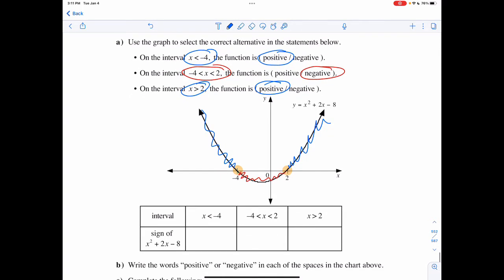So if I take the intervals for these regions, when x is less than negative 4, when x is between negative 4 and 2, and when x is greater than 2, then I can see that when it's less than negative 4, it's going to be positive. When it's in between the two, it's going to be negative. And when it's greater than 2, it's going to be positive again.